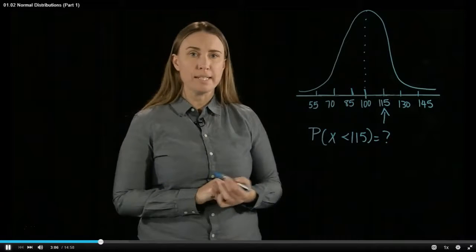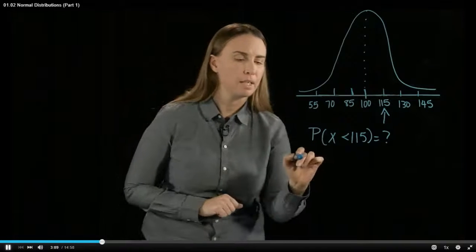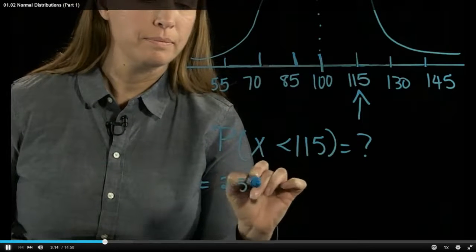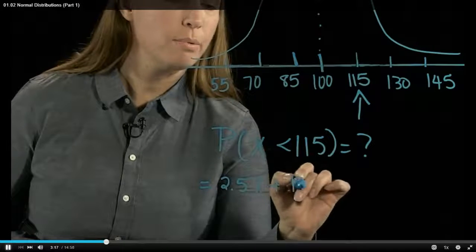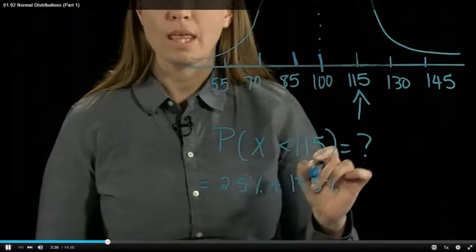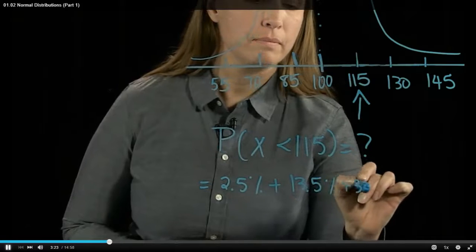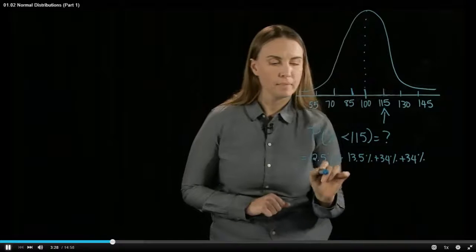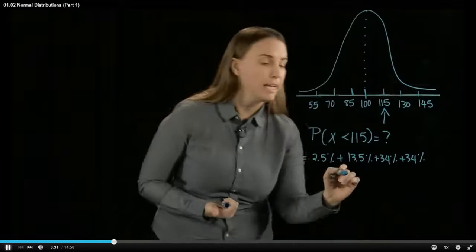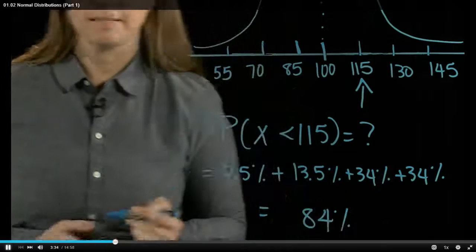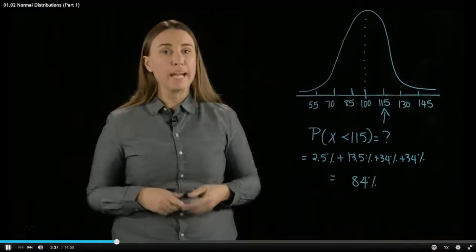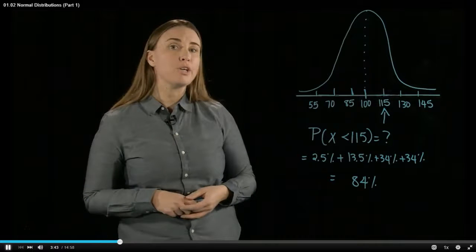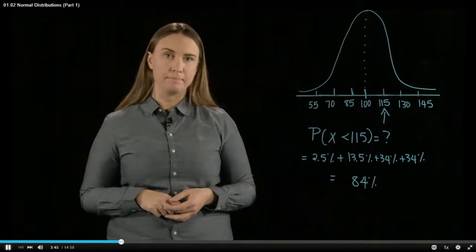Then you add up all the percentages of IQs below yours. In this case, we will begin by adding 2.5% plus 13.5% plus 34% plus another 34%. Adding all of those up together gives us 84%. This means that 84% of the population has an IQ less than 115. And this also means that your IQ is in the 84th percentile.